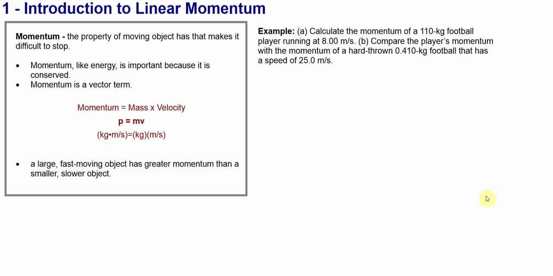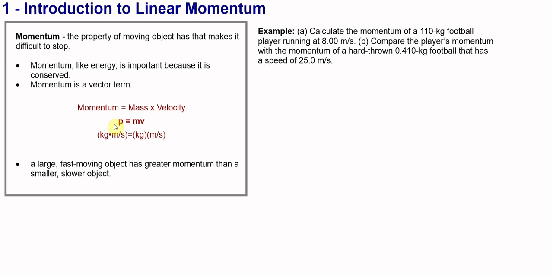Okay, so it's a vector term. An object with a momentum to the left is different than an object with a momentum to the right. And it will have units of mass times velocity. So it's simply going to be a kilogram times a meter per second, which is kilogram meter per second.